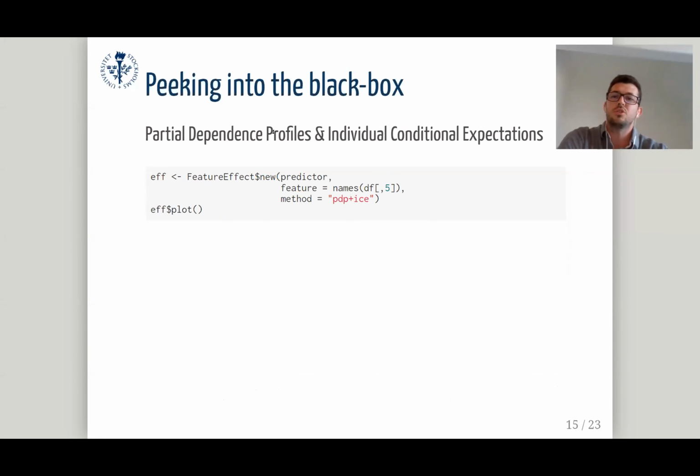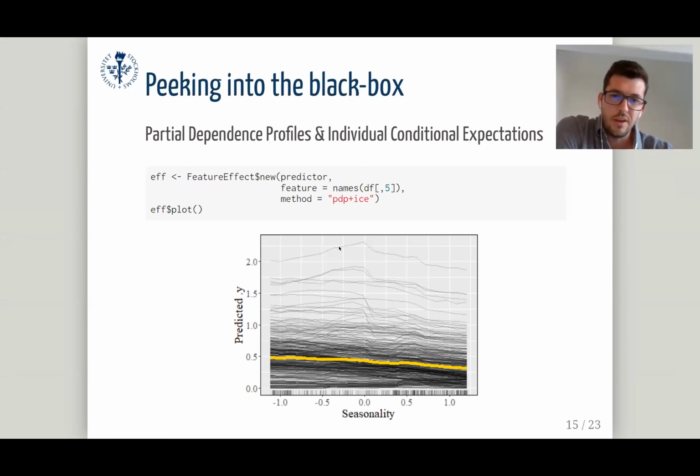The next one I'm going to show you is the partial dependence profiles and individual conditional expectations. They can be computed all at once because they are quite similar. And I'm doing this for a single feature, which is the seasonality index. So first, we have the black lines, which are the individual conditional expectations. It's the profile for a single observation. If you grab a single observation from your data set and change its seasonality values, that's how you expect your prediction to change.